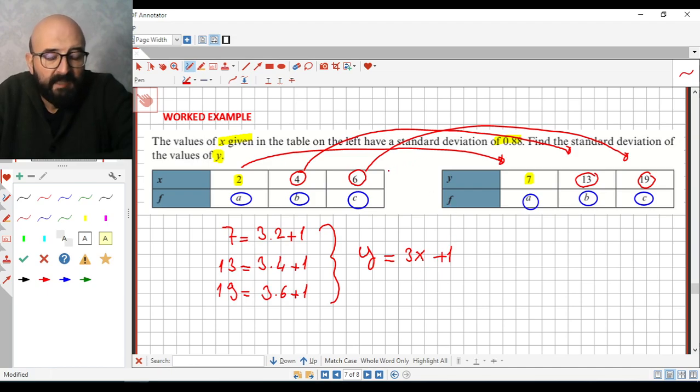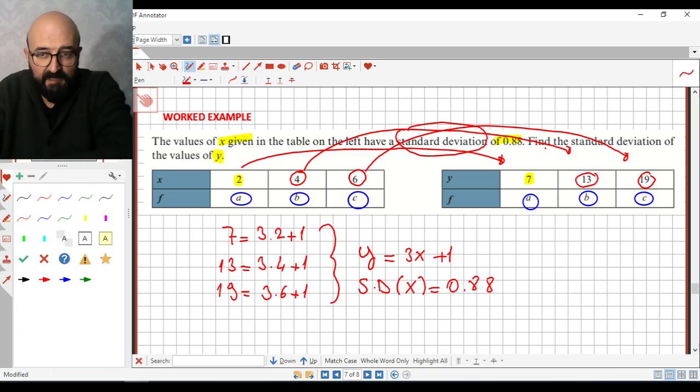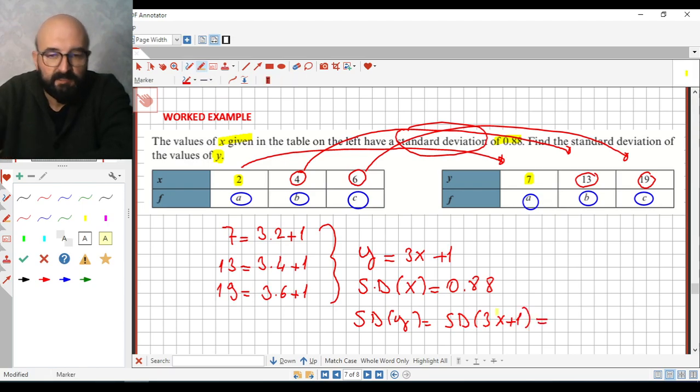And they give us the standard deviation of x value is 0.88. And they want us to find the standard deviation of y. Standard deviation of y means standard deviation of 3x plus 1. And please remember that the standard deviation of 3x plus 1 means 3 multiply the standard deviation of x. So 3 multiply 0.88.